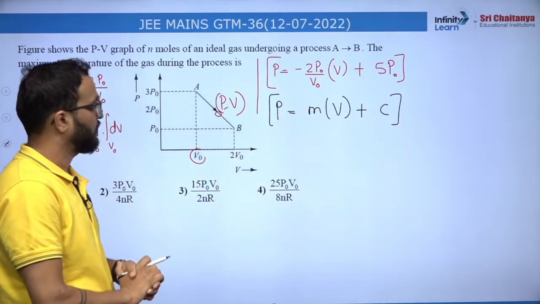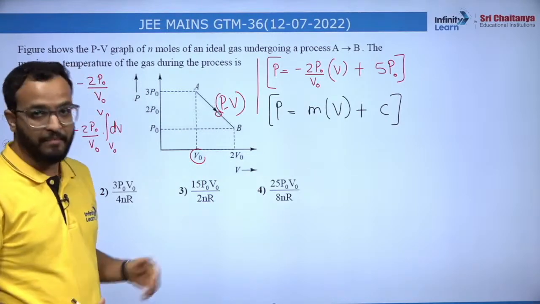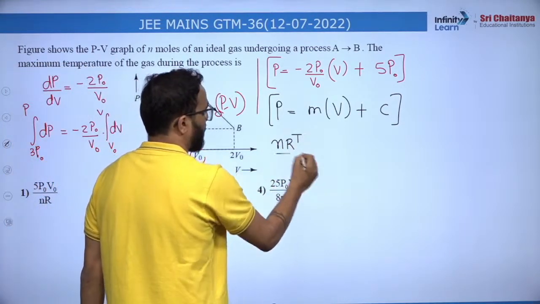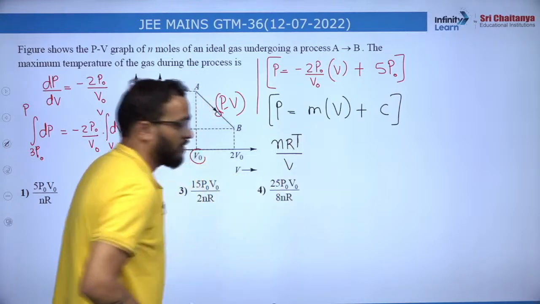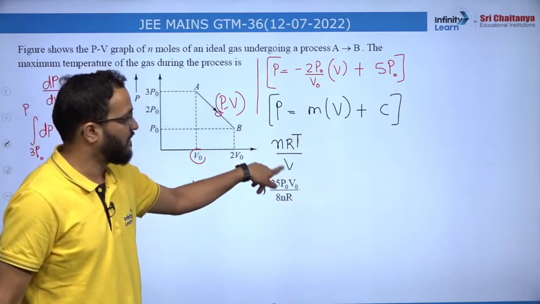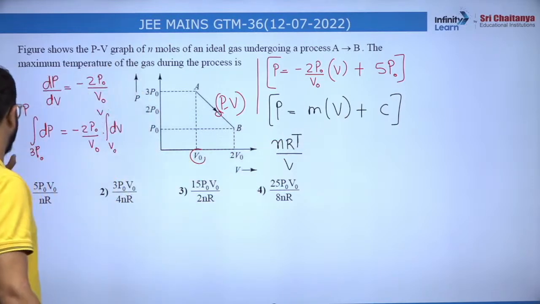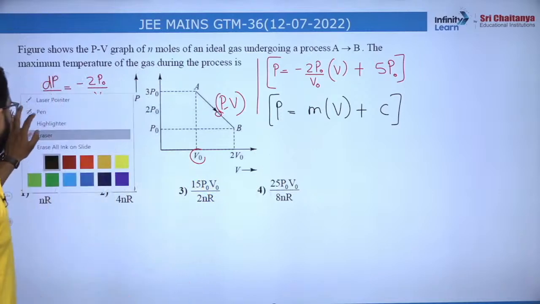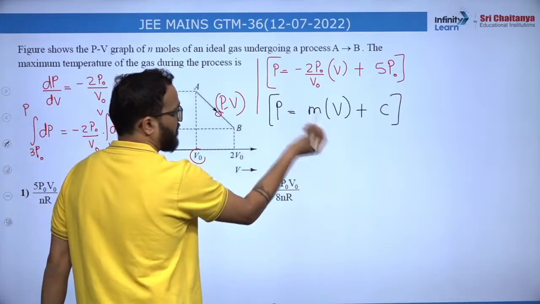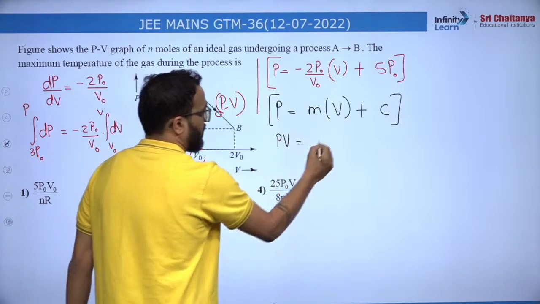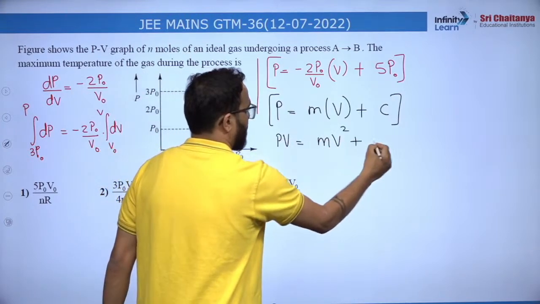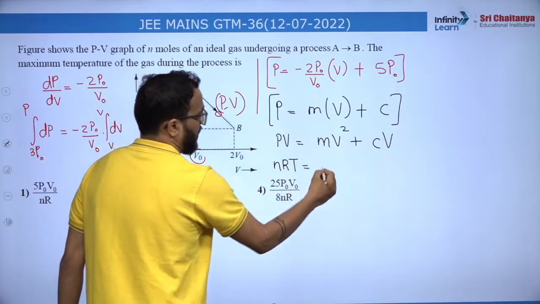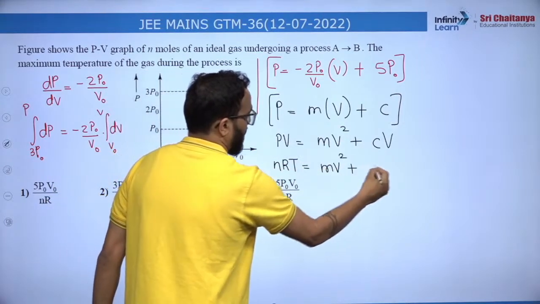Now we can also say P is equal to nRT upon V, since PV equals nRT, so P is nRT by V, and V you can send it here. Just multiply by V, so PV is equal to MV square plus CV. PV is nRT, and this is MV square plus CV.